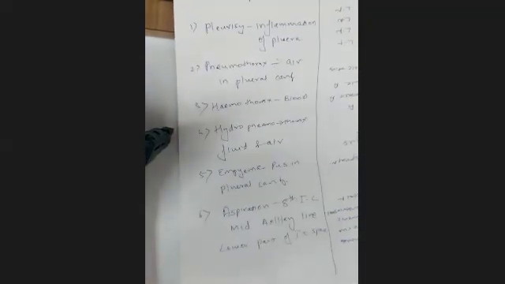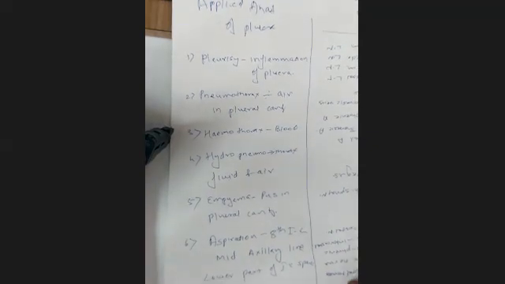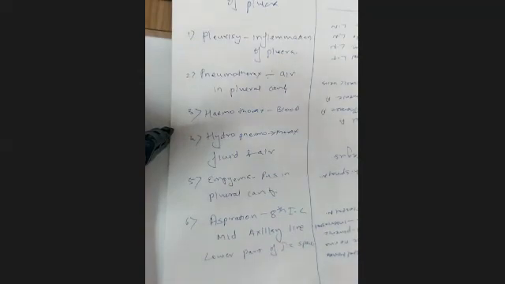Now coming to the last point as regards the applied anatomy of the pleura. Pleurisy is the inflammation of the pleura. Normally there is vacuum and a thin fluid layer, and there is negative pressure inside the pleural cavity. But if there is air in the pleural cavity, we call it pneumothorax. If there is blood in the pleural cavity, we call it hemothorax. If there is fluid as well as air, we call this hydropneumothorax. When there is pus, we call this empyema.